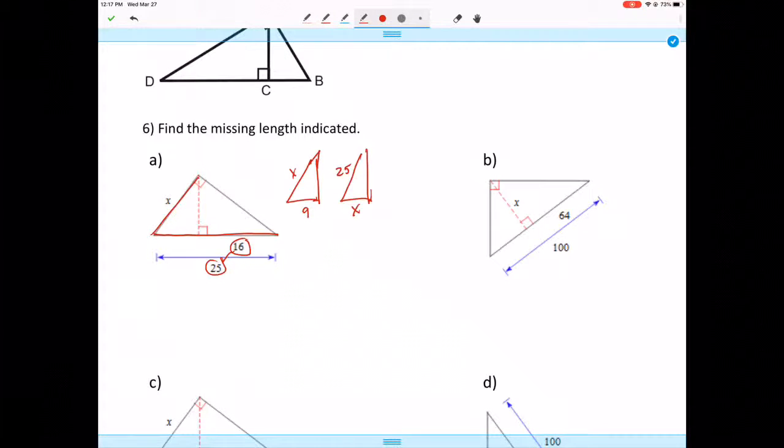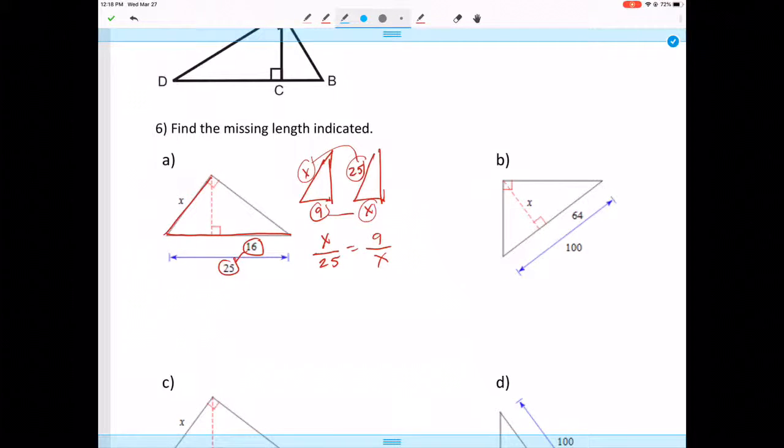All right, and there are different ways that you can do these problems, so if you find some other way that makes sense and you like that, then that's just great. All right, so we can say that these are similar triangles and we just need to solve for x. We know that x corresponds to 25, so this corresponds to this, and we know that 9 corresponds to x. All right, so we want to get x by itself.